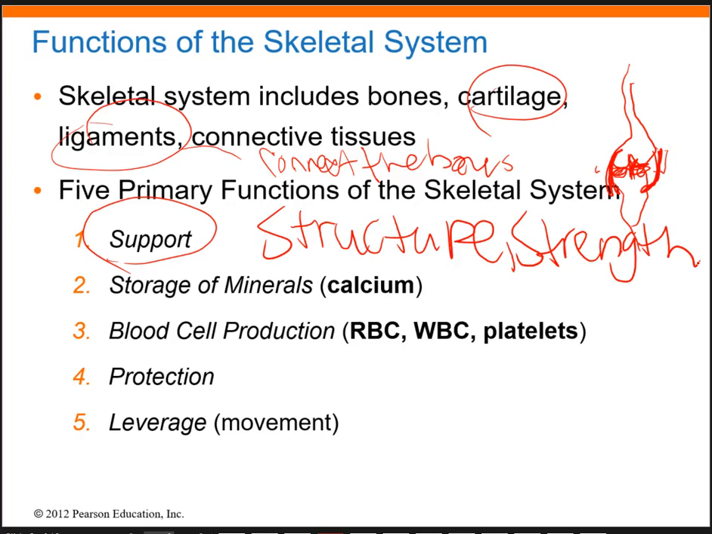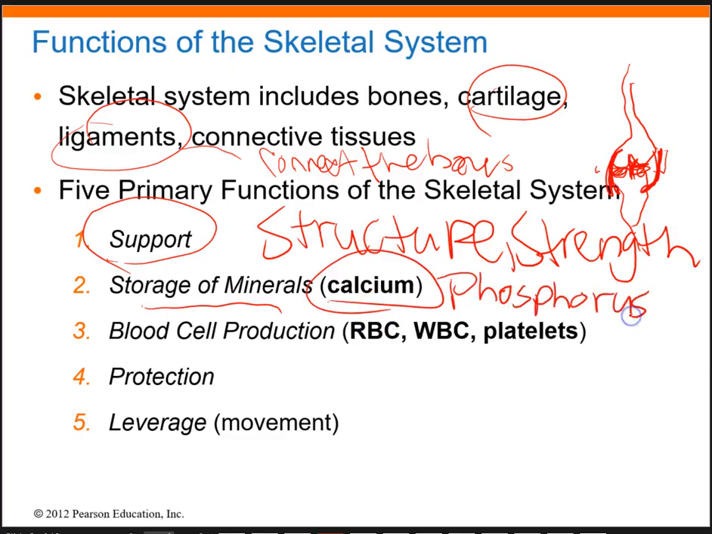We also store some important minerals in the bones. The most important of these is calcium. We do also store phosphorus in the bones, but calcium's the most important one. The bones act as kind of a storage site or like a bank account for calcium.